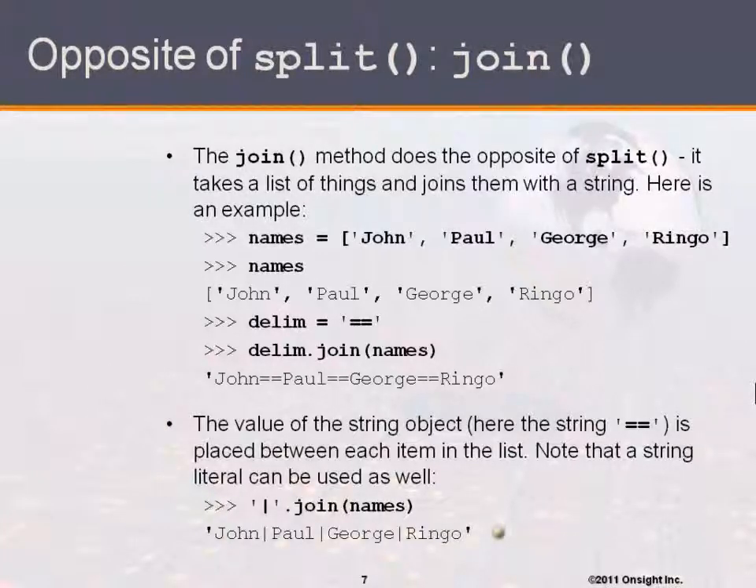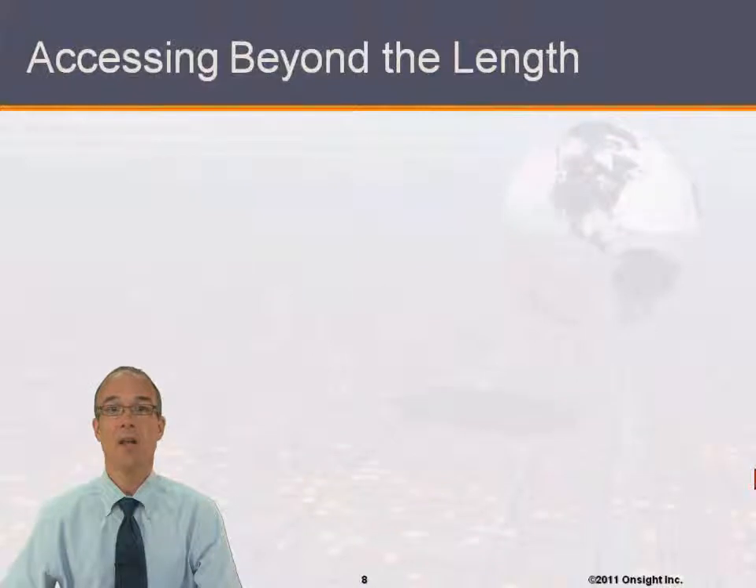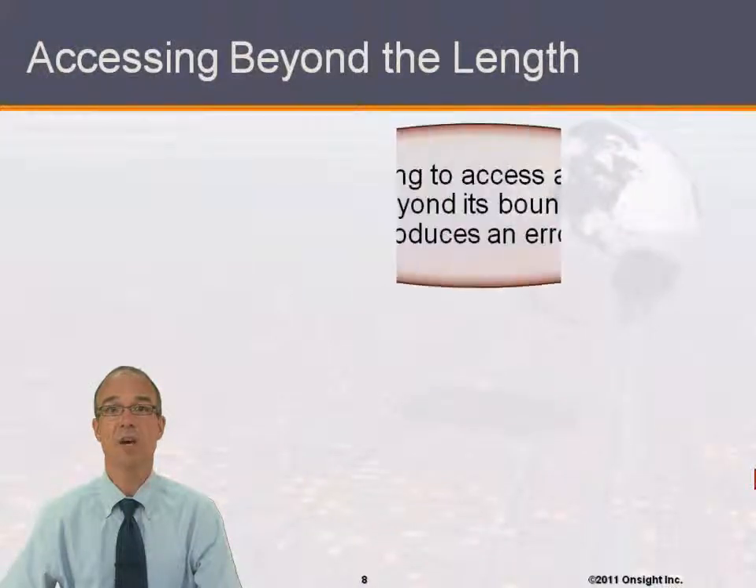Now we could have used a string literal instead of a variable. So here we're taking the literal vertical bar and using it to join the names. So we would see John vertical bar, Paul vertical bar, George vertical bar, Ringo. Now what happens if we try to access a list beyond its length?